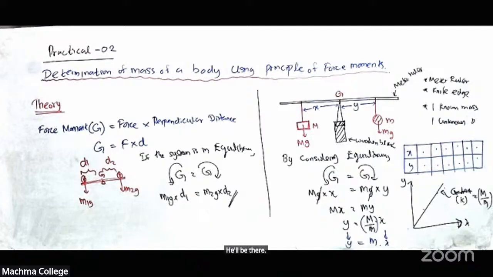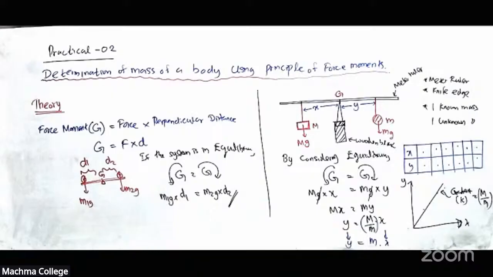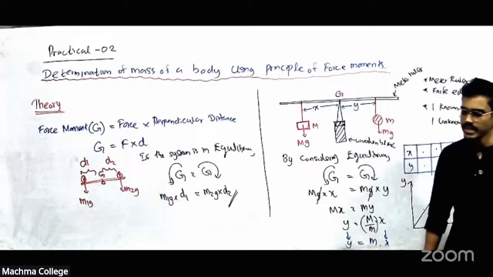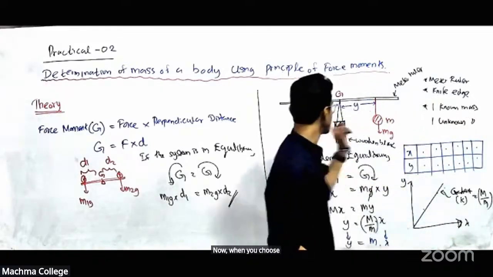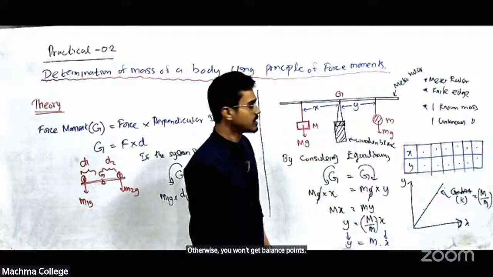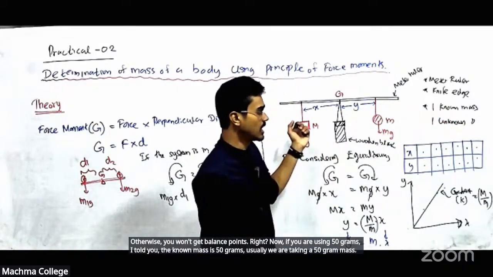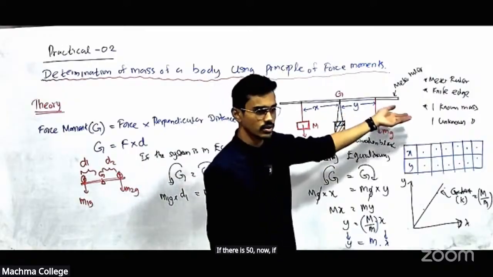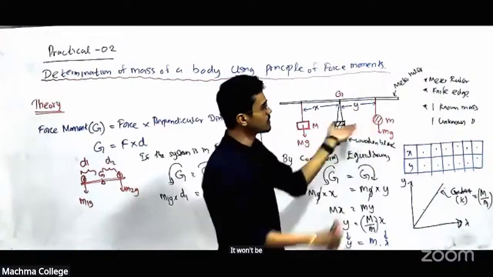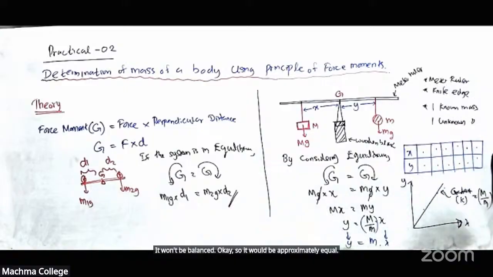So what if it's given that the unknown mass is approximately 60 grams and you are asked to choose the appropriate known weight out of 50? That I didn't explain yet. When you choose these masses, these two should be approximately equal. Otherwise, you won't get balance points. Usually we take a 50 gram mass. If you are using 1 kilo on the other side, it won't be balanced. So it should be approximately equal. Now for your question, the answer is 60.